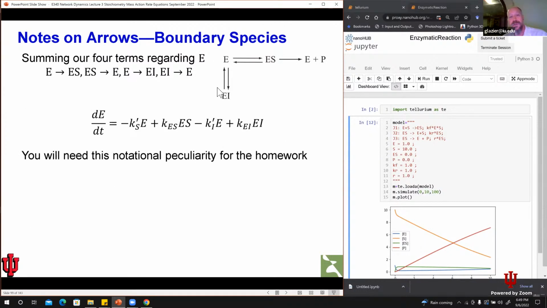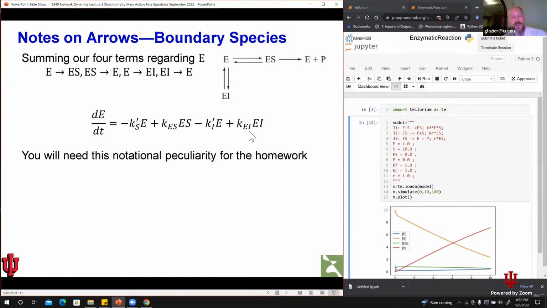So what does this do? What is the rate of change of E? The rate of change of E is dependent on the amount of E. So I lose E in this forward reaction to ES. I gain E in the backward reaction from ES. I lose E in the forward reaction to EI. I gain E in the backward reaction from EI. And I gain E again when ES breaks down to form E plus P. And so that's dE by dt.